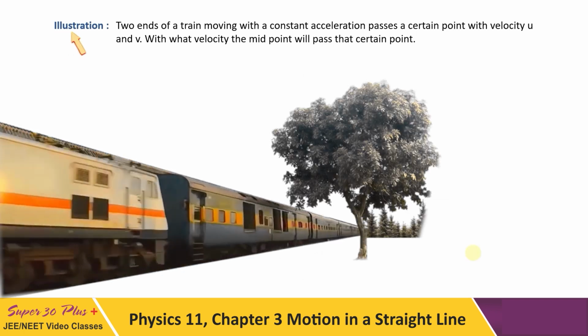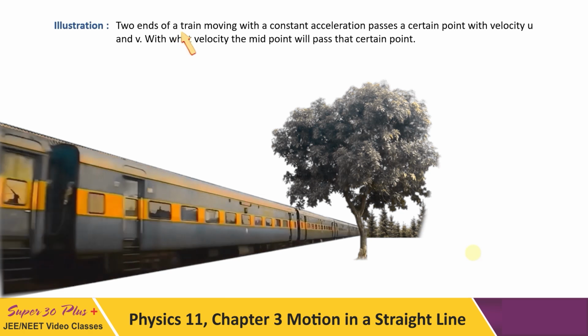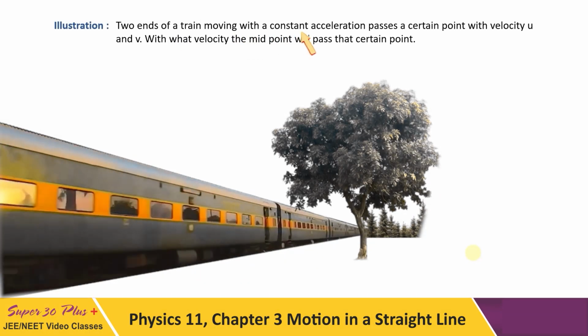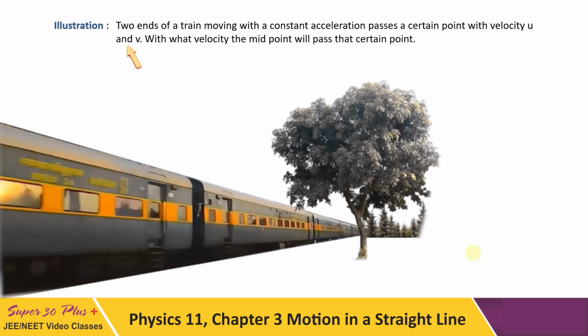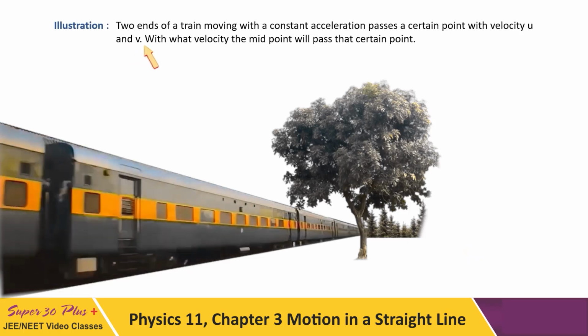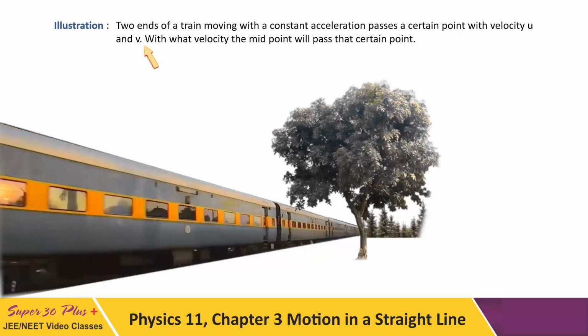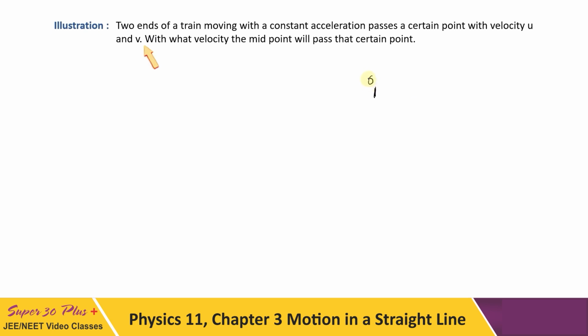One more question is there. The two ends of a train moving with a constant acceleration pass a certain point with velocities u and v. Okay, so let this be that particular point O, and a train which has a length L. Let us consider the length of the train to be L.